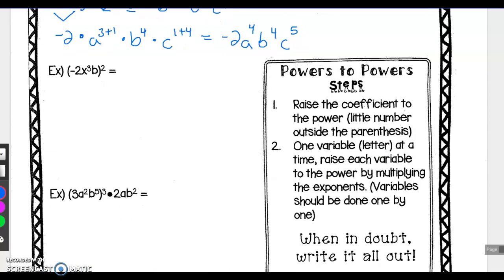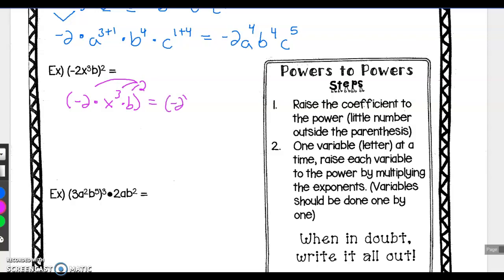Now we're going to focus on our power to power steps. So when you look at a problem like this, okay, remember what this means is we're taking negative 2 times x to the third times b, and all of that is being raised to the second power. Now the way I think about it, you gotta be careful. This is not the distributive property. The distributive property is multiplication over addition. There's no addition here. But remember, this 2 here doesn't just belong to the b. Okay, it belongs to everything inside the parentheses. So that's why I kind of think sometimes of it like a distributive property, even though it's not.